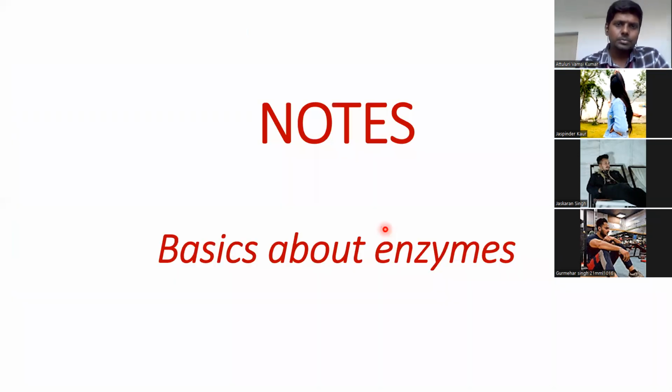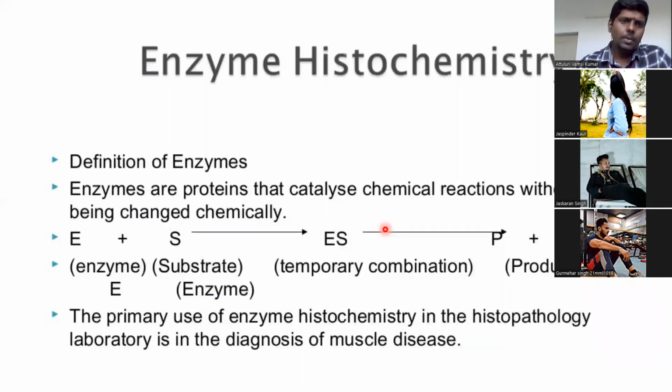So coming to the basics about enzymes. Students, enzymes are just like antigen antibody reactions. A specific enzyme can only react with a specific substrate. A proteolytic enzyme will only act on proteins. It won't act on carbohydrates, lipids, or any other things. So enzymes are specific in their reaction. An enzyme will bind with its specific substrate.